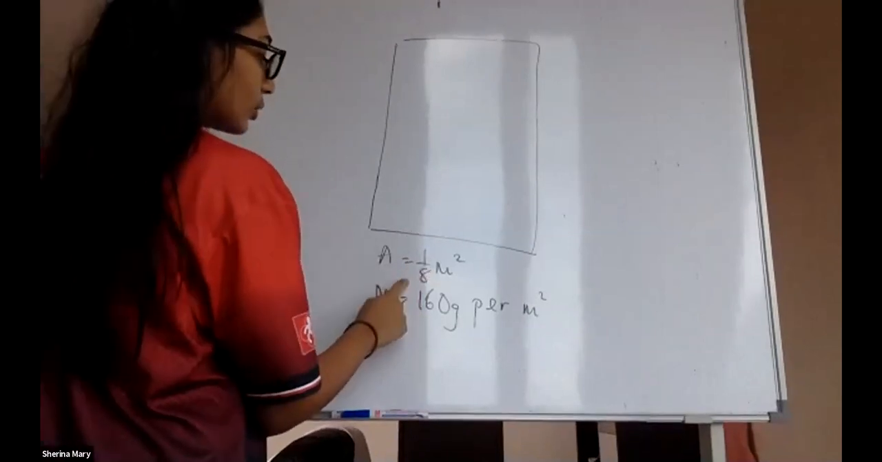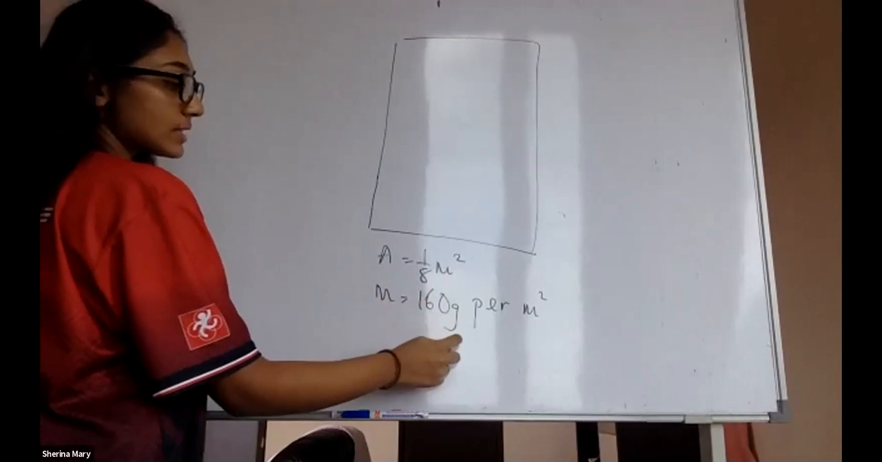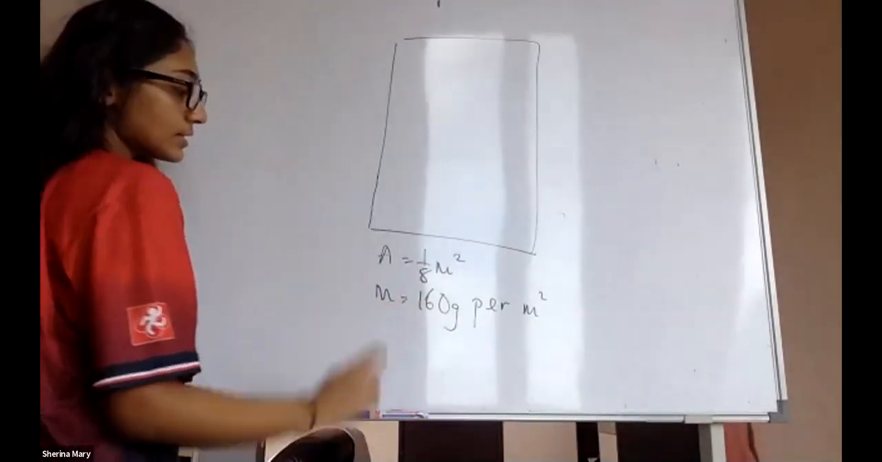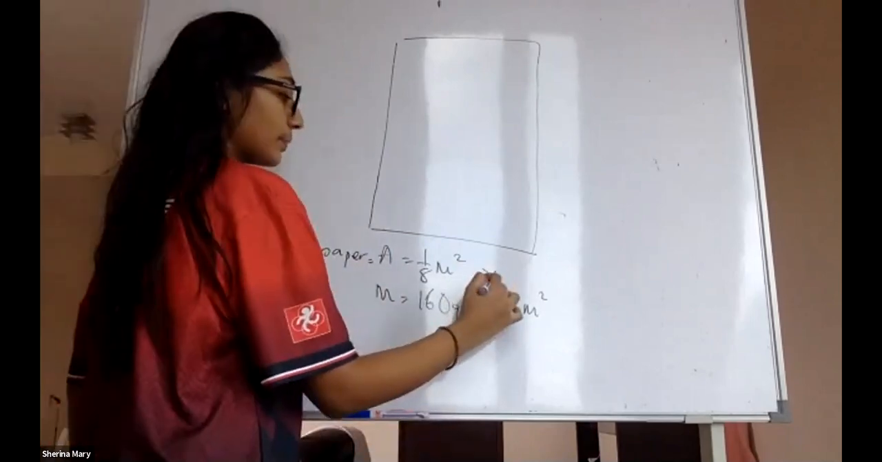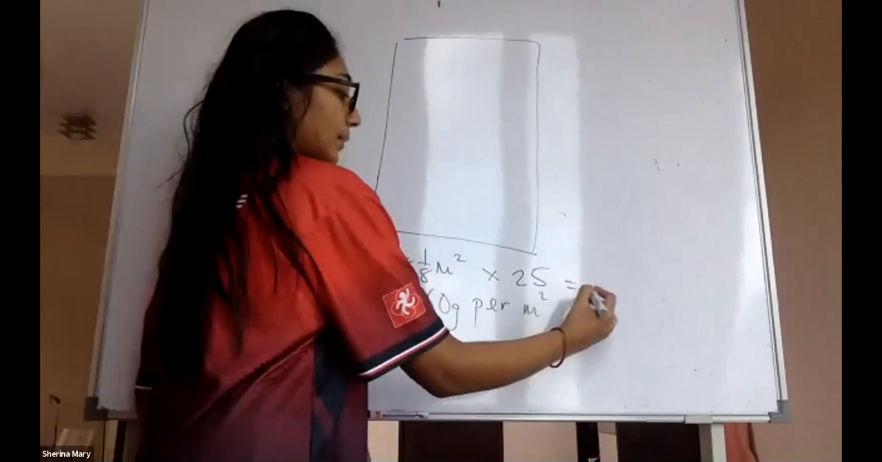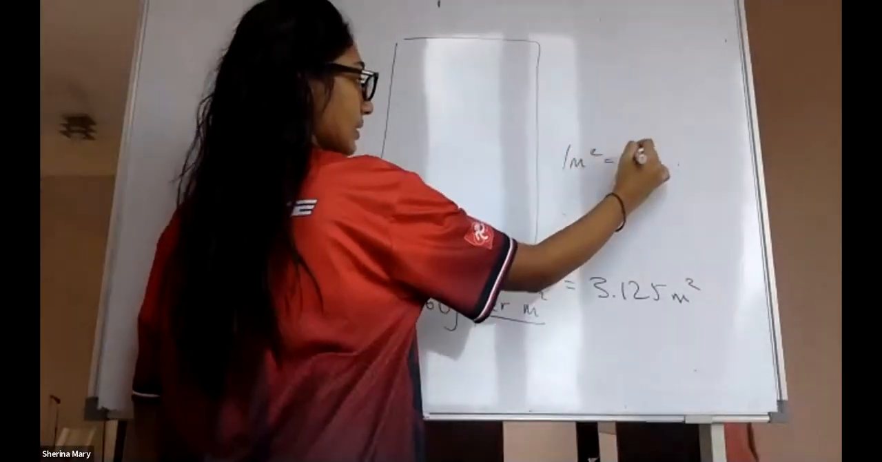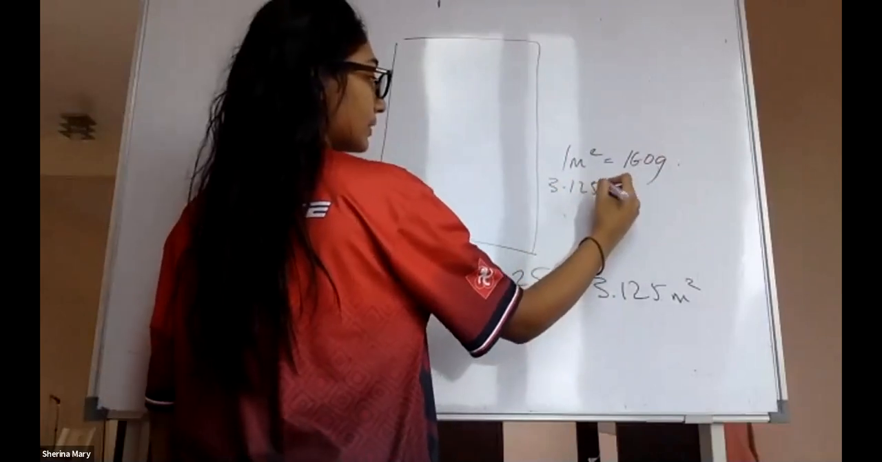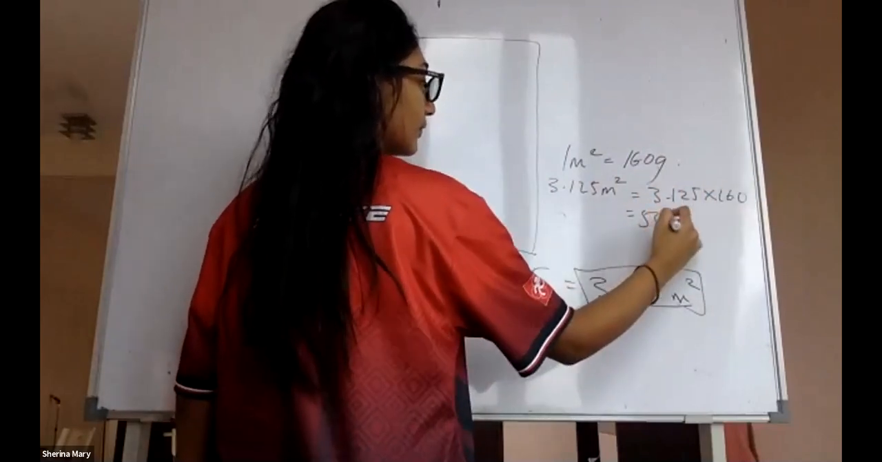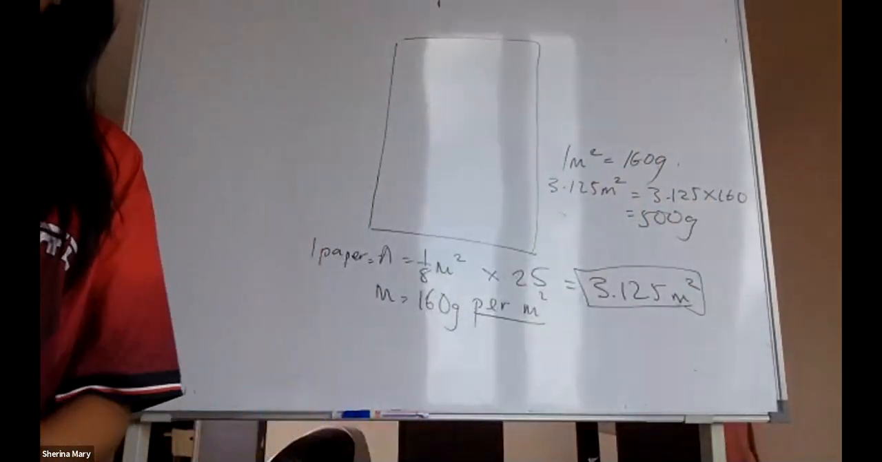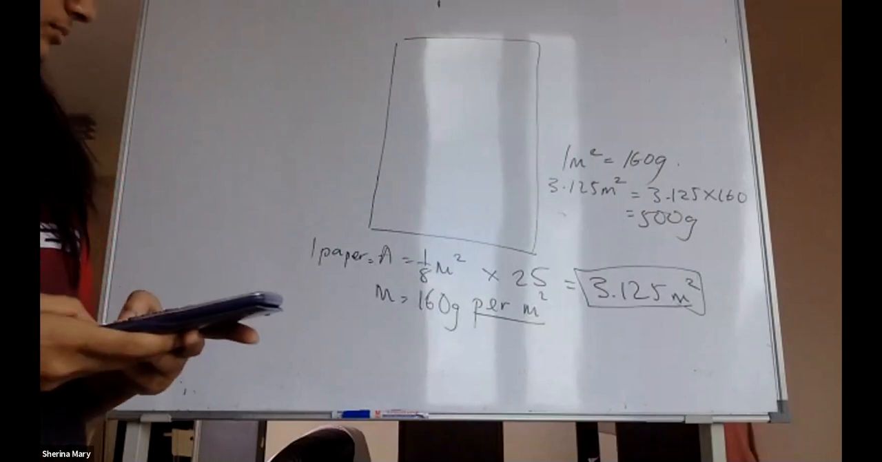I'll show the working on how to get 500 grams. The area for one is 1/8 meters square. And then it says that the mass is 160 grams per meter square. So for each meter square, it is 160 grams. So one paper is 1/8 meters square. Now they're asking for 25 pieces, so you times 25. So 1/8 times 25, you should get 3.125 meters square. And then we know that 1 meter square is 160 grams. So 3.125 meters square, which is for 25 pieces, will be 3.125 times 160. So you should get 500 grams. Understand, sir?